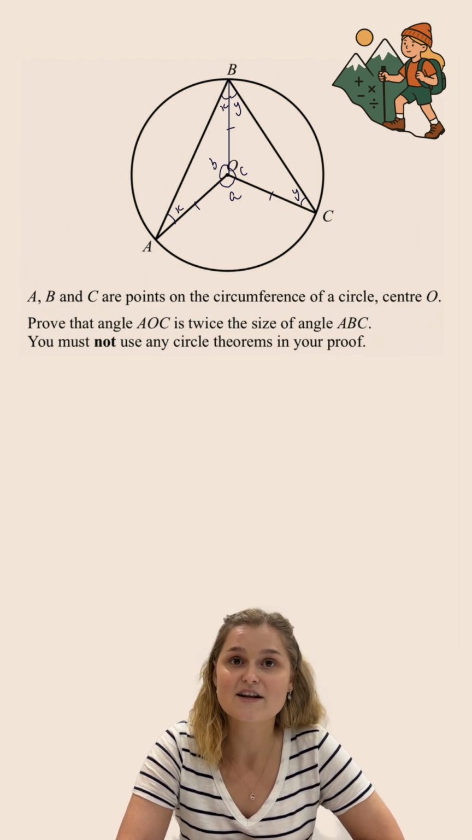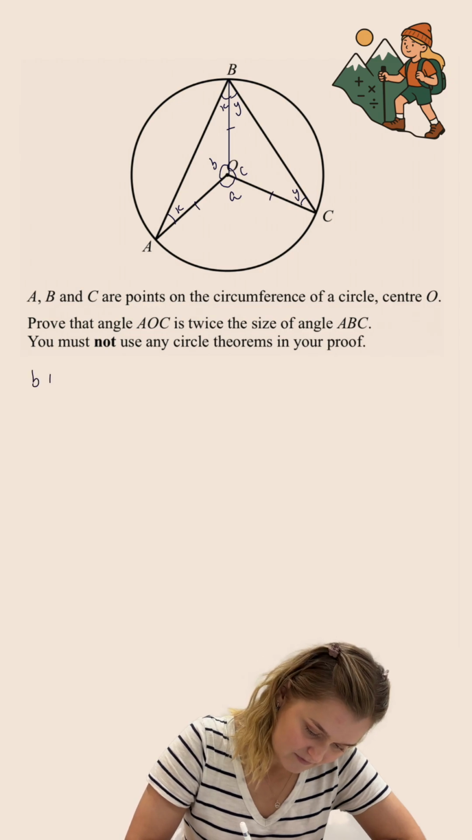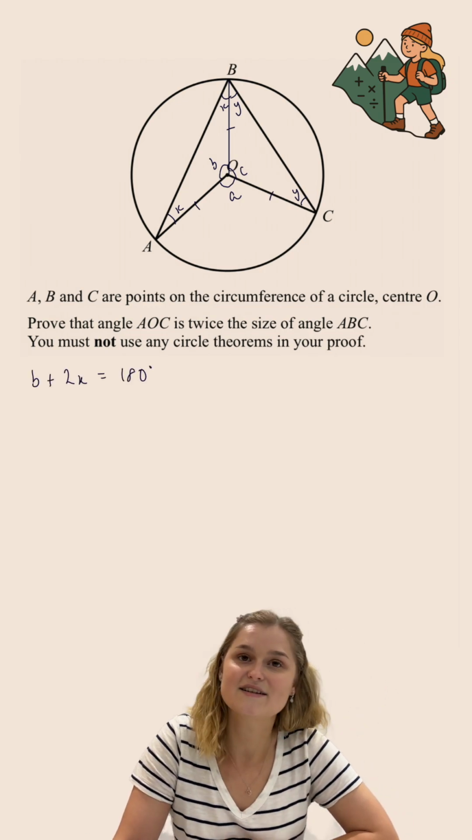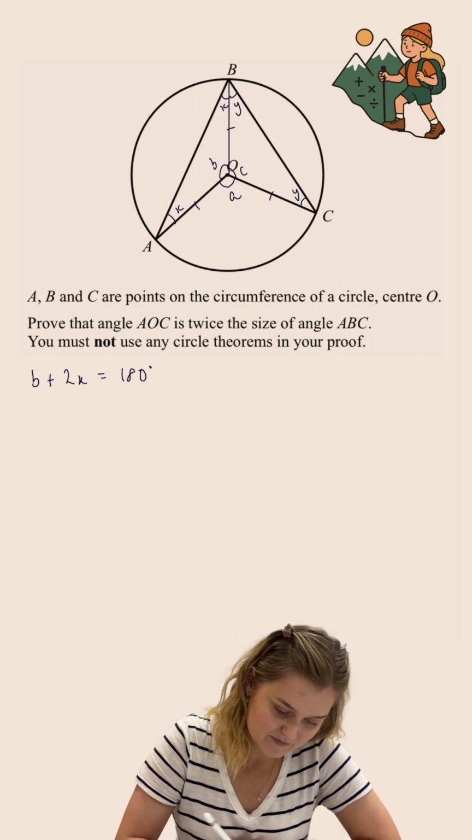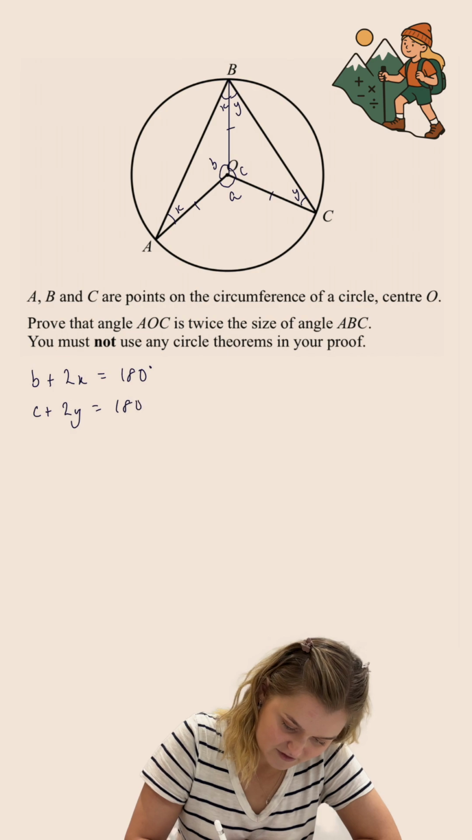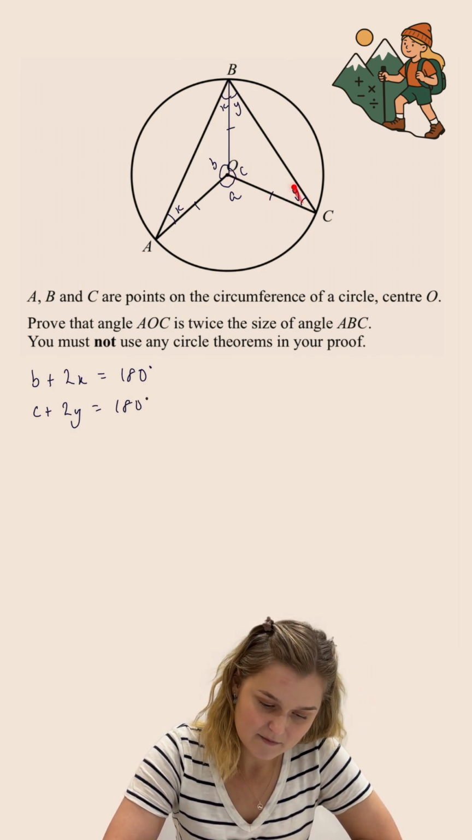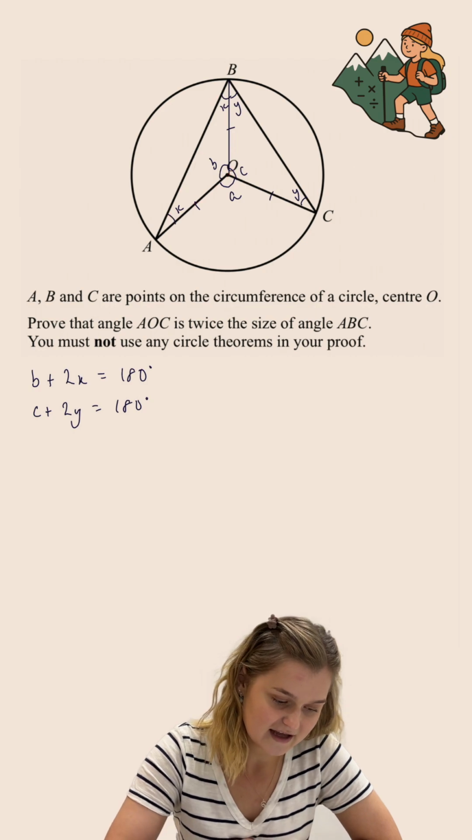Now, because angles in a triangle add to 180 degrees, I know that B plus 2x must be equal to 180 degrees. I also know that C plus 2 lots of y must equal 180 degrees. And the reason I know these facts is because these here are both triangles and the angles in a triangle add to 180.